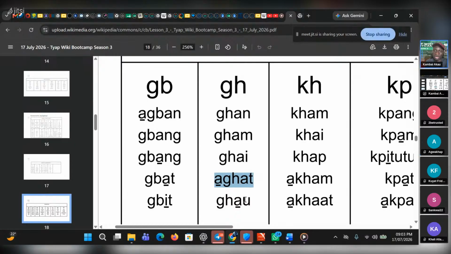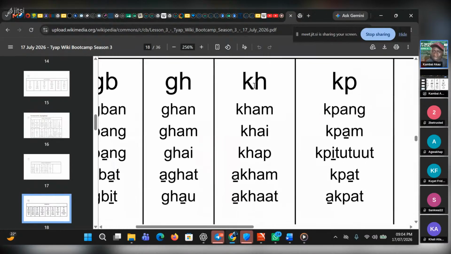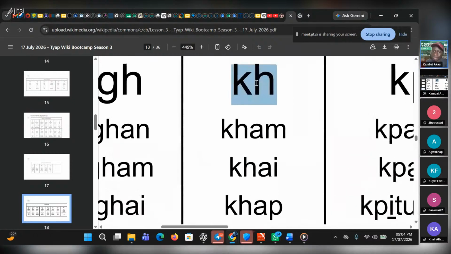Okay, and then we have go. So just take note of those ra. Whenever we have G and the H, always know that it is the r, r, r sound. And then we have the h, h. KH is h.